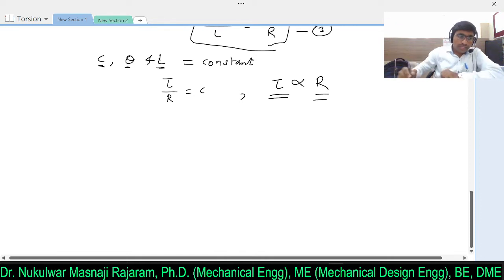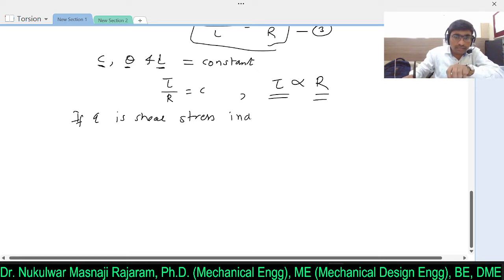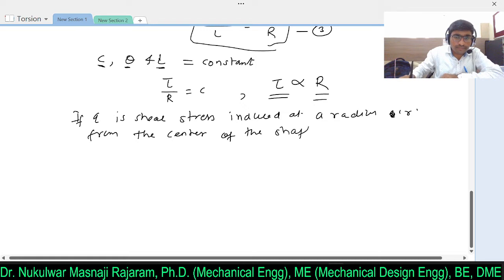Clear? So if q is shear stress, if I consider q is a shear stress induced at a radius r from the center of the shaft, then tau divided by R equal to q divided by small r. Simple. So this is another equation.